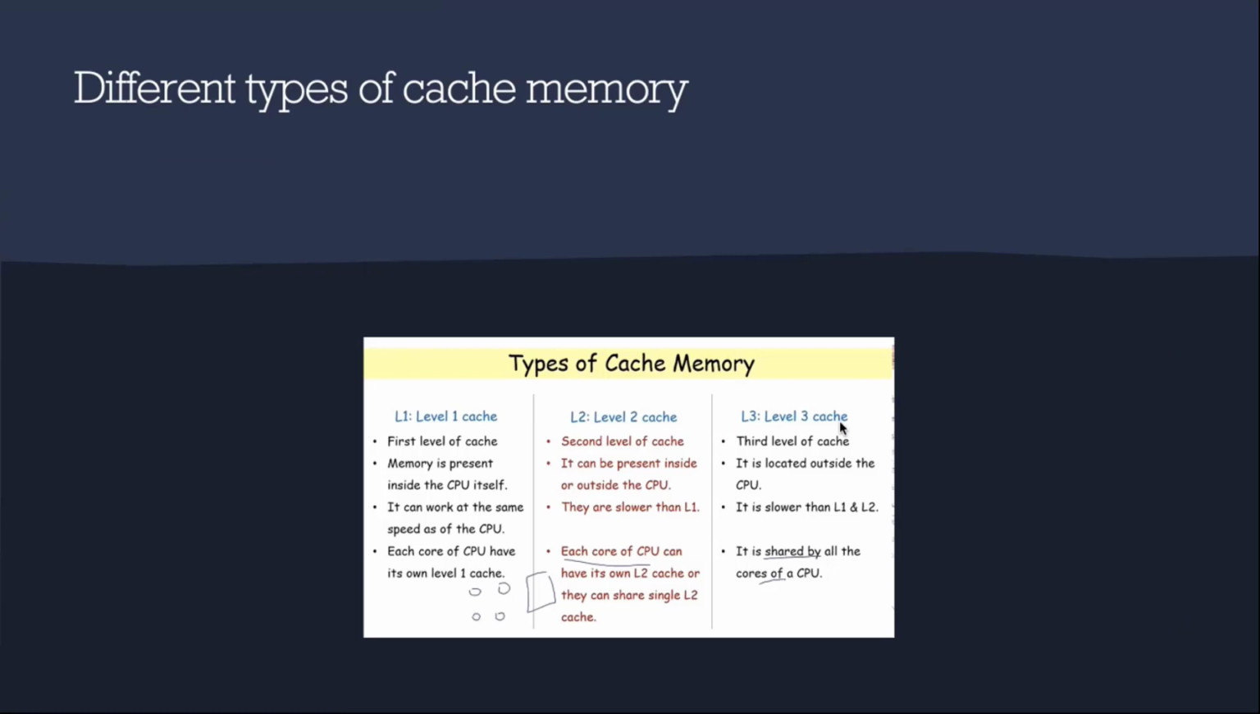Different types of cache memory. There's level 1, which is the first level of cache. Memory is present in the CPU itself. It can work at the same speed as the CPU. Each core of the CPU has its own level 1 cache.